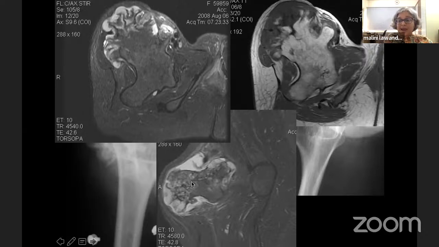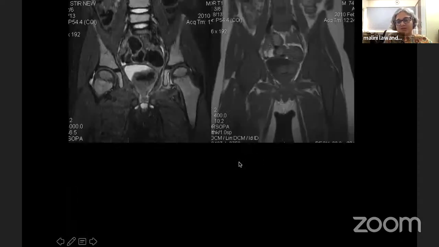But remember, in the pediatric age group, in the growing skeleton, these can look very heterogeneous. So this bright signal is not to be worried about. It's only the cartilaginous thickness and smoothness, and bone destruction.